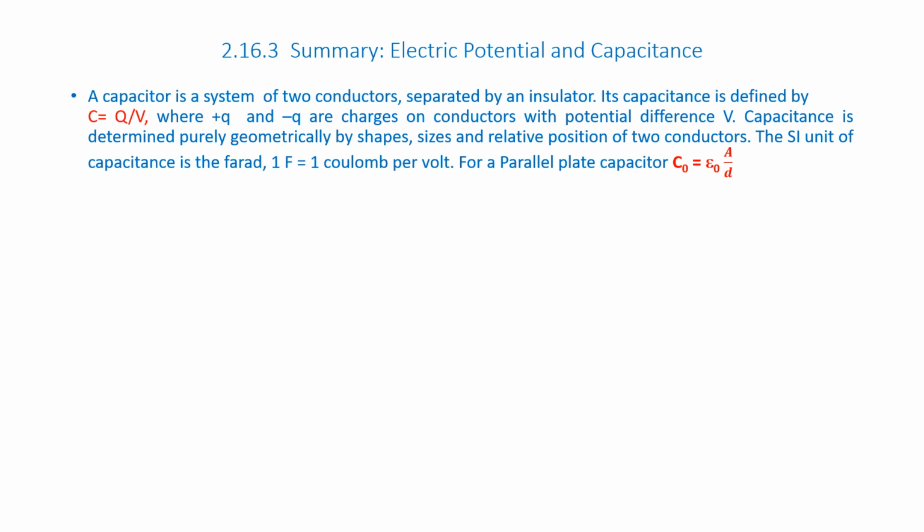For a parallel plate capacitor, the value of capacitance is given by C is equal to epsilon naught into A by D, where C is the capacitance, epsilon naught is the permittivity of vacuum, A is the cross section area of the plates, and D is the distance between the two plates.